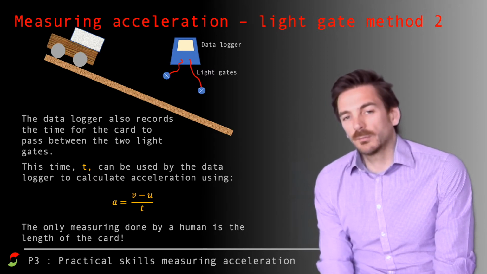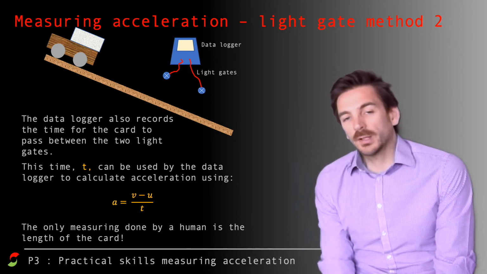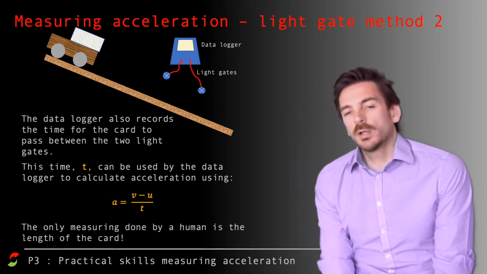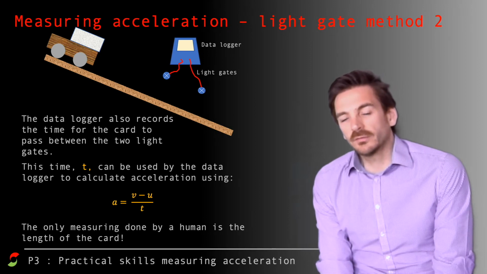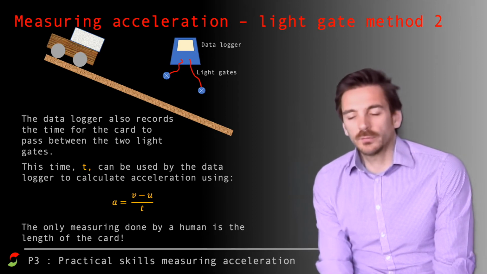It's not perfectly accurate because you may not measure the length of the card properly, or the trolley might not quite travel straight through the beams of light. So there are other uncertainties involved, but it's a better method than using just one light gate, or using a stopwatch, for example.